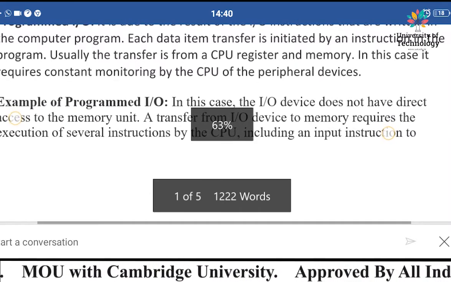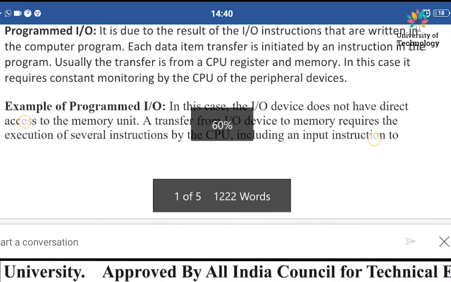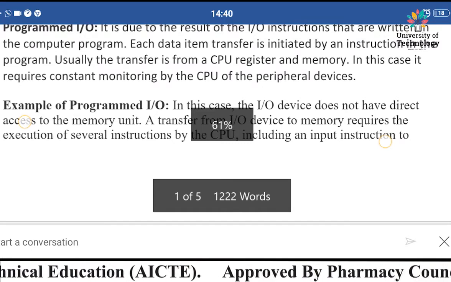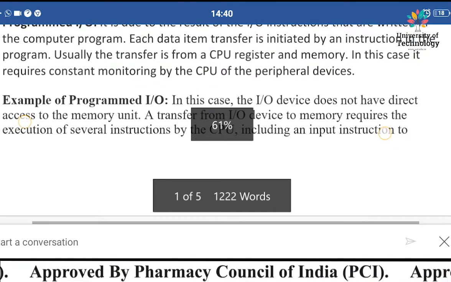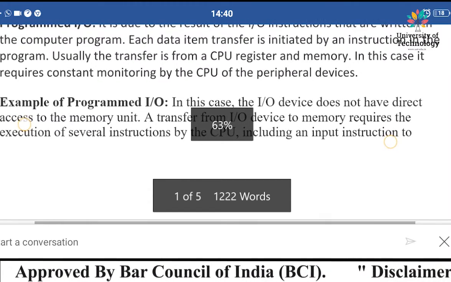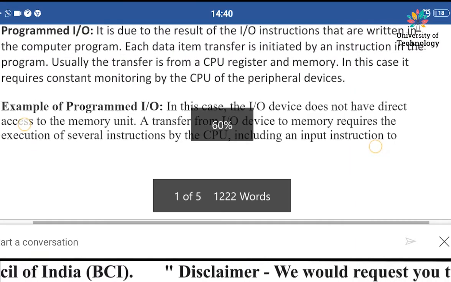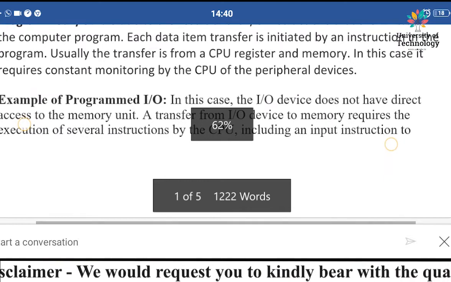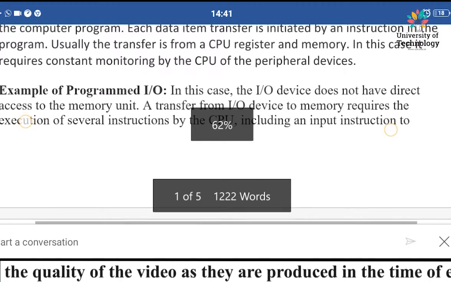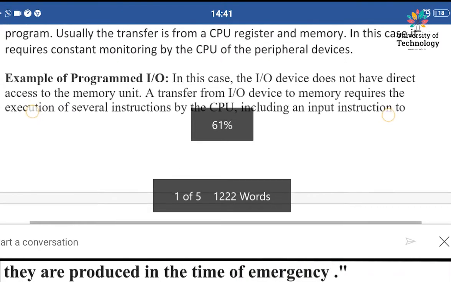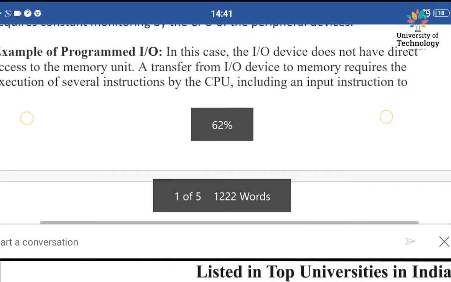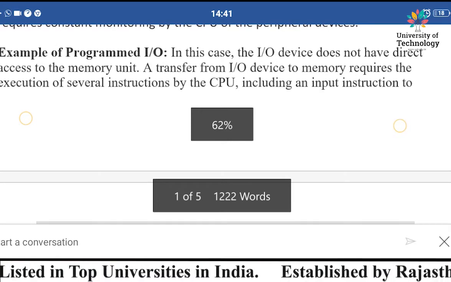So usually the transfer is between the CPU register and the memory. Now what are the two ways via which you can transfer the data? Transfer takes place from the CPU register, that is the central processing unit. We have discussed registers in a prior lecture, and the memory. So in this case it requires constant monitoring by the CPU of the peripheral devices. So we require some way via which we can keep an eye on the peripheral devices. We need something, and who is going to monitor? That is the CPU only. So let's take an example of program input output.